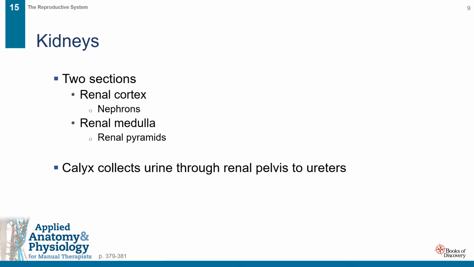The renal medulla contains renal pyramids, triangular bundles of microscopic tubes that collect urine from a specific group of nephrons. At the inferior apex of each pyramid, a cup or calyx collects urine and transfers it through the renal pelvis into the ureters.